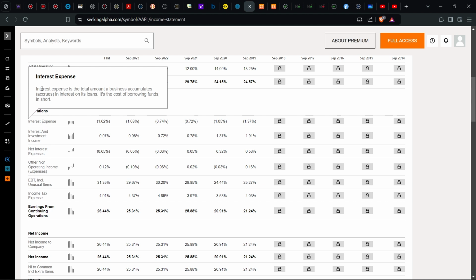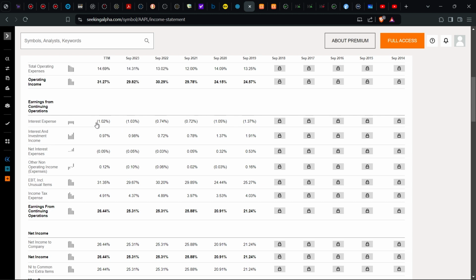loans. All right, interest expense is the total amount a business accumulates in interest on its loans. It's the cost of borrowing funds, in short. So yeah, this is the cost of borrowing for the company. Remember when we were looking at the balance sheet, we saw there were assets and liabilities, and among the liabilities, the biggest ones is usually debts and loans. Okay, so this now is the interest on those loans.